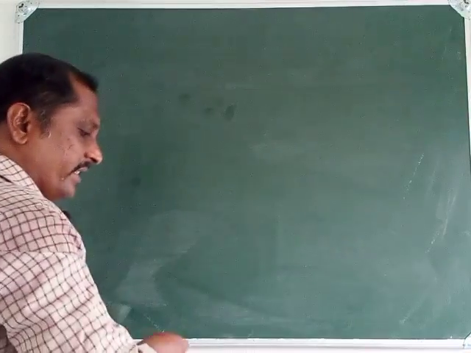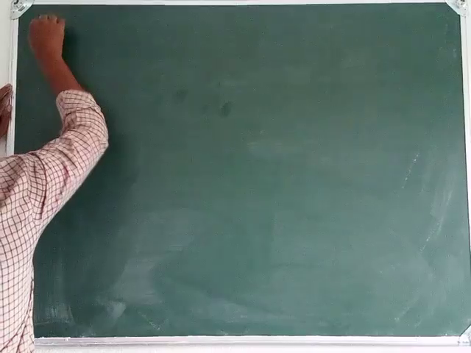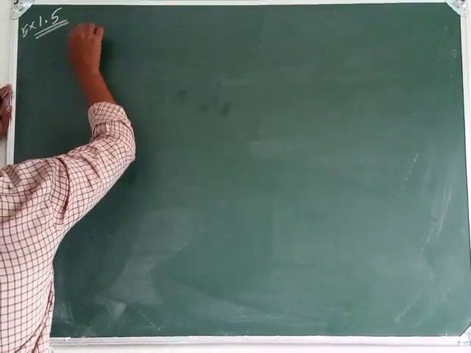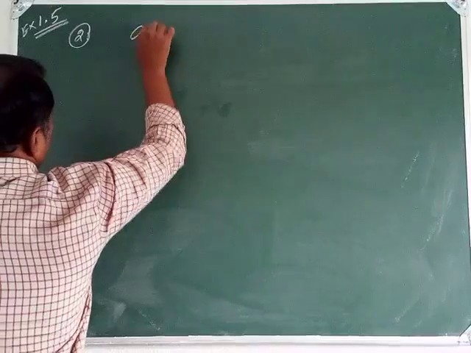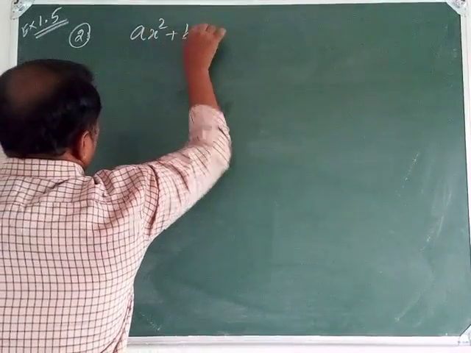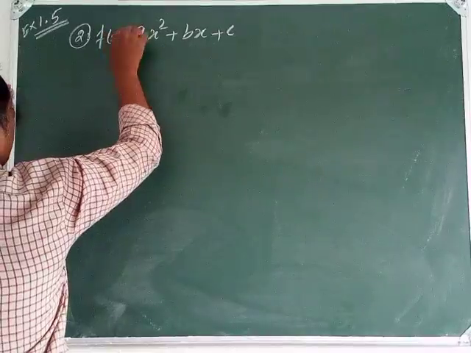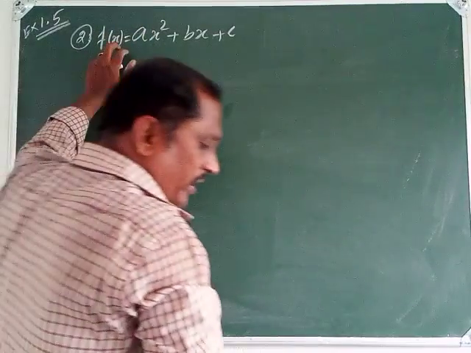Next, exercise 1.5, the second question. One polynomial is given: ax square plus bx plus c. So I have to take this polynomial as f of x. F of x is equal to the given polynomial.